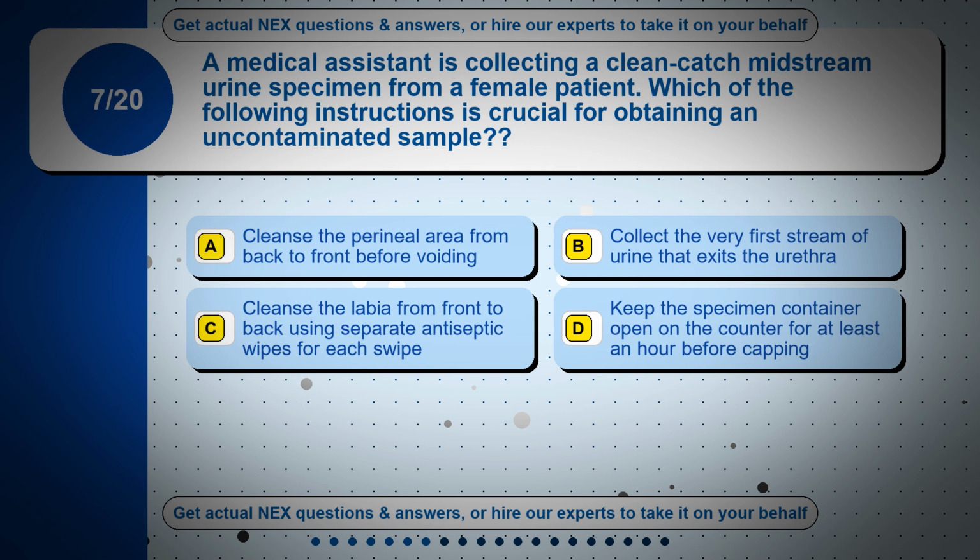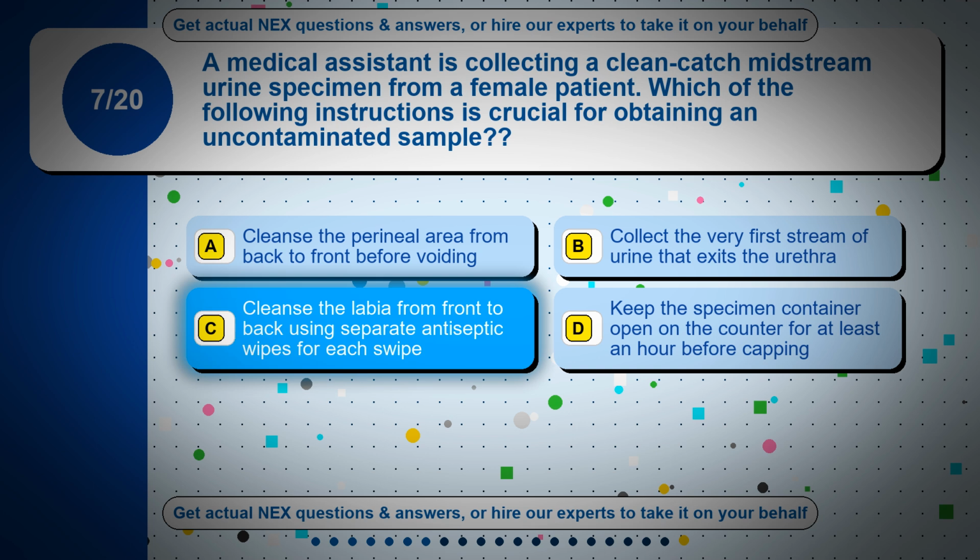Question 7. A medical assistant is collecting a clean catch midstream urine specimen from a female patient. Which of the following instructions is crucial for obtaining an uncontaminated sample? Option A. Cleanse the perineal area from back to front before voiding. Option B. Collect the very first stream of urine that exits the urethra. Option C. Cleanse the labia from front to back using separate antiseptic wipes for each swipe. Option D. Keep the specimen container open on the counter for at least an hour before capping. The correct answer is option C.